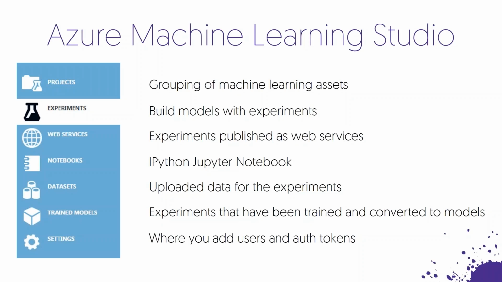You can see that there's predefined data sets for us to get started and kind of kick the tires and sample with. And then trained models is where we take our experiments that we've created and convert them into a model that we can then reuse and pass in new data to. And so that's what trained models is all about. And then settings is, like it sounds, where we manage some things about Azure Machine Learning, so users, authentication tokens, that sort of thing.